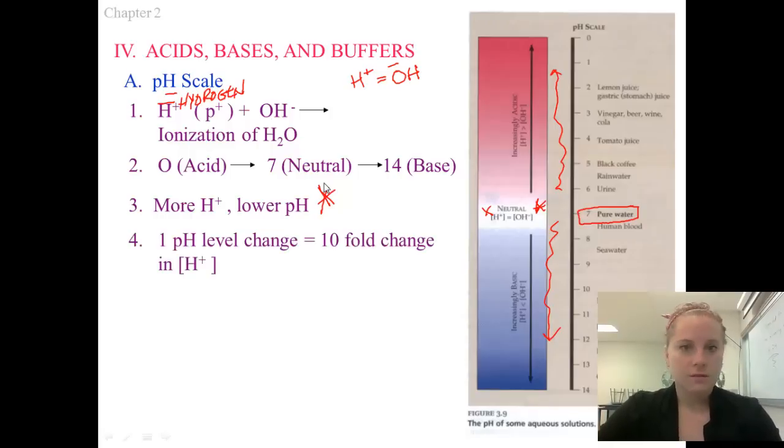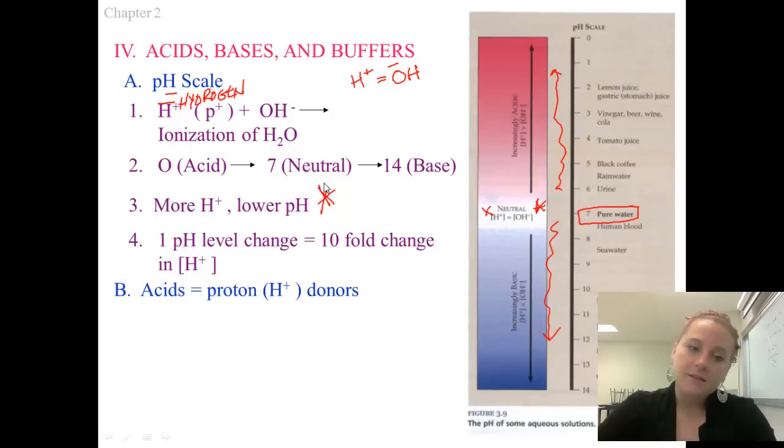And this isn't like a little change. If I change a whole pH unit, I go from 7 to 6, let's say, it's a complete 10-fold change in the amount of hydrogen ions. So if I go from a 7 to a 5, it's 100 times more concentrated with hydrogen ions. A 7 to a 4, 1,000 times more concentrated. So it's a big deal when you change pHs, especially full levels.